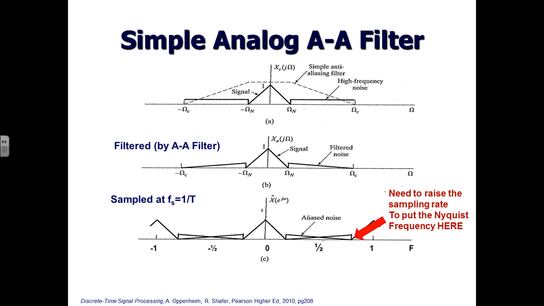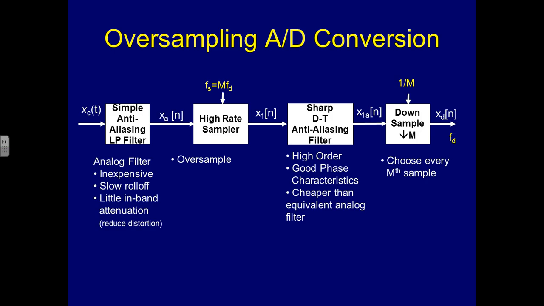In that case, we have to choose a sampling rate that puts the Nyquist frequency at the point shown here. And so we would use, as shown in this filter, a very simple anti-aliasing filter because it's inexpensive. It has a very low roll-off and only a little bit of in-band attenuation, so we don't distort things too badly. And then go to a very high sampling rate.